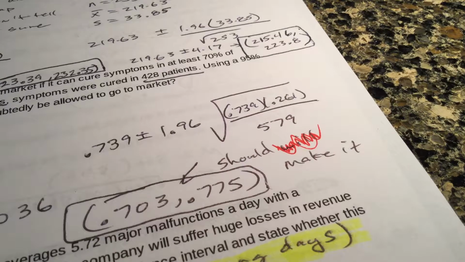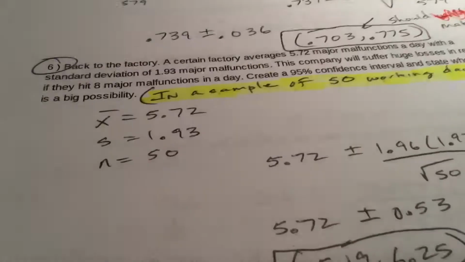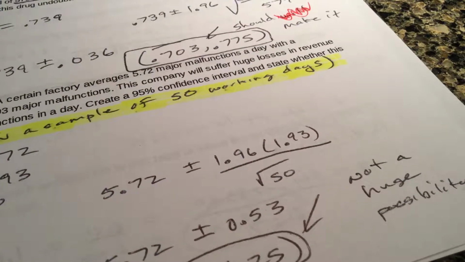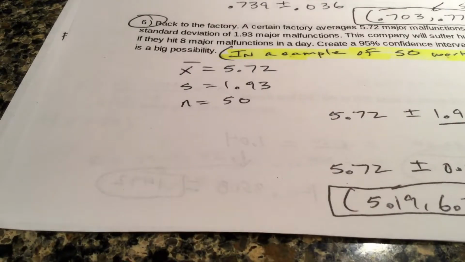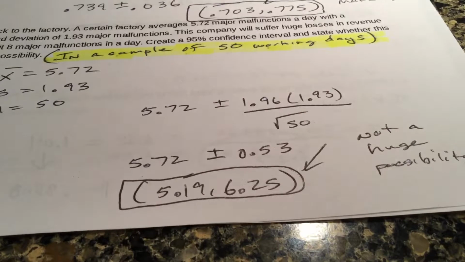All right, will it be allowed to go to the market? It needs to secure at least 70, and it does go above that on its lowest, so it should make it. I forgot to give you this. This is a sample of 50 working days, so write that in. Sample of 50 working days, and it's 50. There's the pertinent data. There it is. All right.